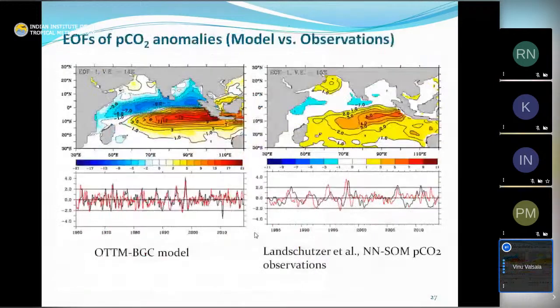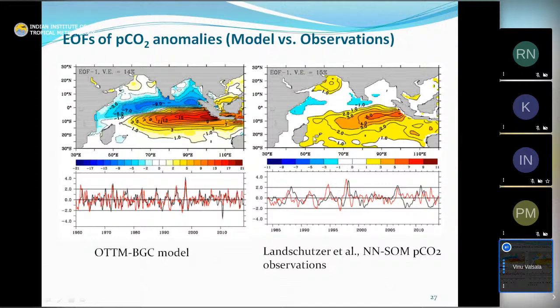Now, let us compare this with the observations, because Peter Landschützer's data, the neural network SOM-based data filling, should also show some confirmation of our results. Otherwise, we cannot fully trust the model output. We have extended the same EOF analysis to the observations also. Here, observations are available only from 1985 to 2010, or, oh sorry, 2015. So it's a limited period.